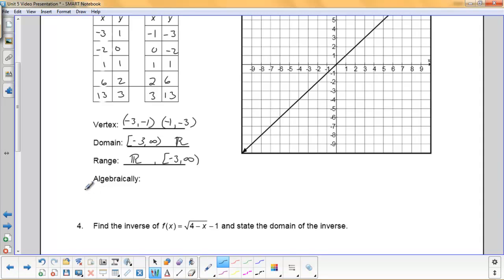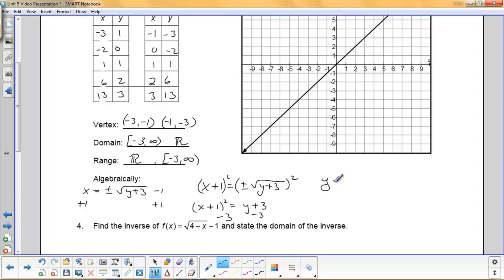Now we're going to begin with x equals plus or minus square root of y plus 3 minus 1. Adding 1 to both sides gives me x plus 1 equals plus or minus square root of y plus 3. Squaring both sides of the equation gives me x plus 1 quantity squared equals y plus 3. Subtracting 3 from both sides will give me y equals x plus 1 quantity squared minus 3.